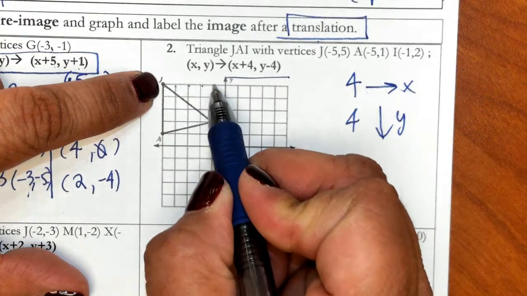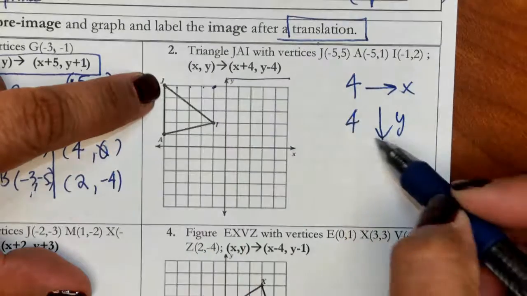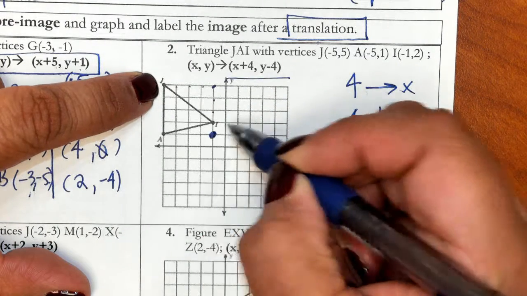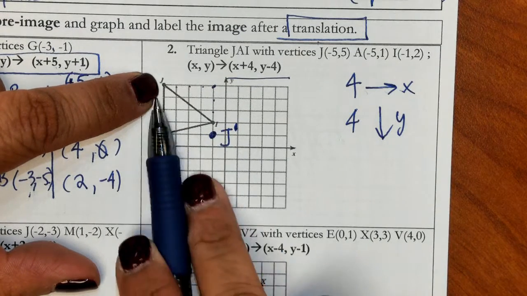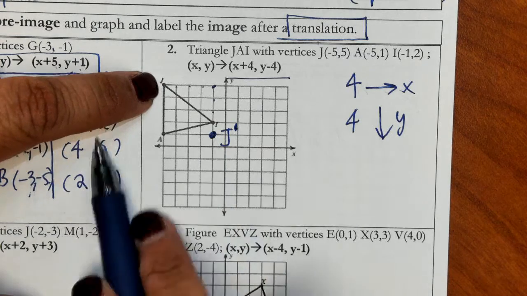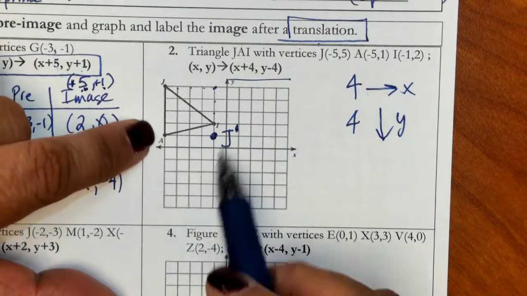1, 2, 3, 4. I'm going to do a temporary dot so I don't get lost. And then it says I'm going to go 4 down. 1, 2, 3, 4. That becomes your J prime. Now, I don't know if you noticed, right away it's like, he's too close to my eye. But this is why I like the T-tables. Keeps everything organized. But let's keep going.